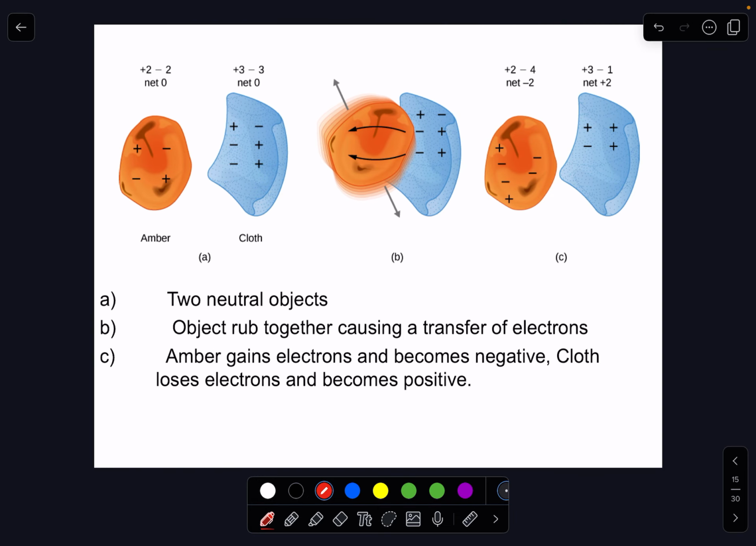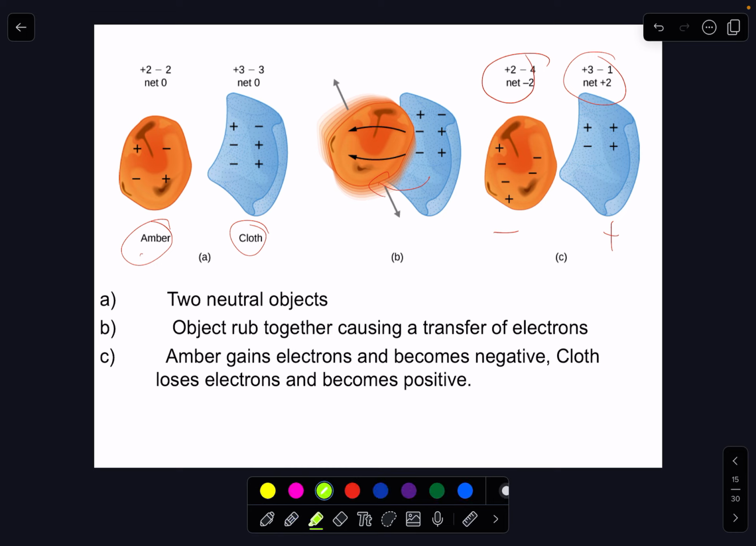So here is an example. I took this from your book. I take a lot of the diagrams from your online book through OpenStax. So if we have amber and cloth, they're electrically neutral. 2 positive, 2 negative for our amber, 3 and 3 for our cloth. Once they rub together, what's happening here is that our amber is actually taking electrons from the cloth. So if we look at our net up here, we now have a negative amber and a positive cloth.